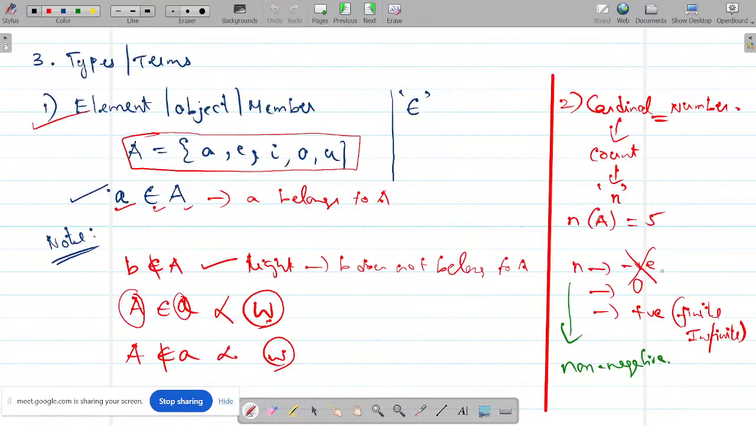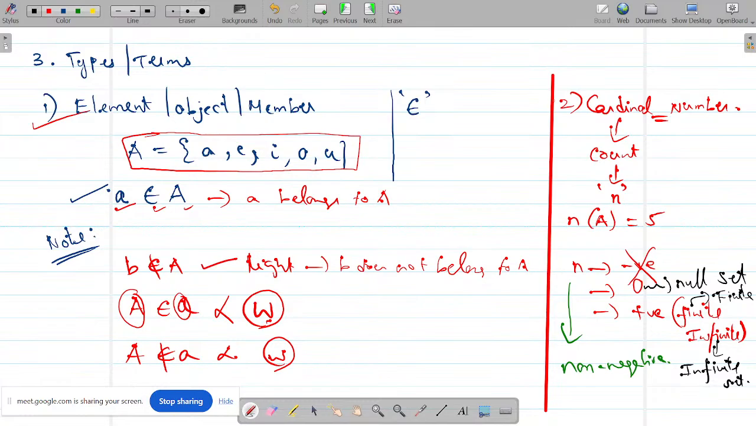Okay, so non-negative. So when n happens to be 0, we call it a null set. When n happens to be a finite number, we call it a finite set. And when n happens to be infinite, infinite meaning what? There is no n defined, it goes on. Then we call it an infinite set. Hope it is okay? Done.